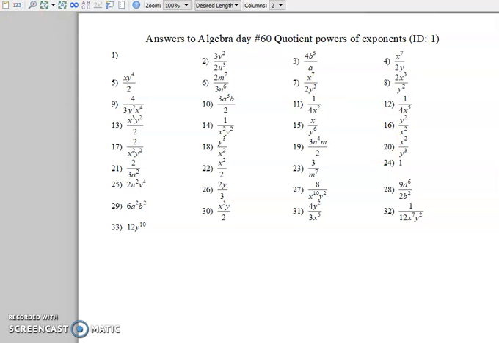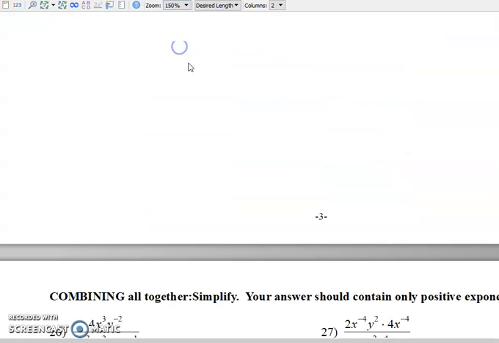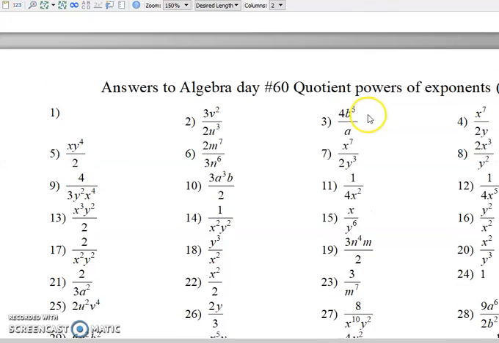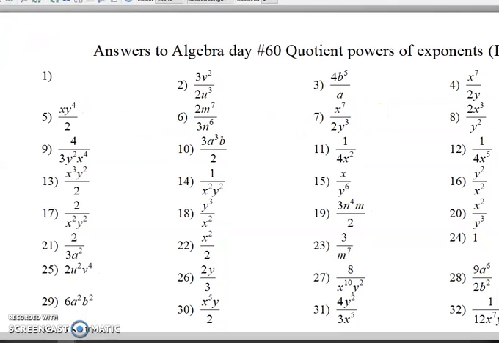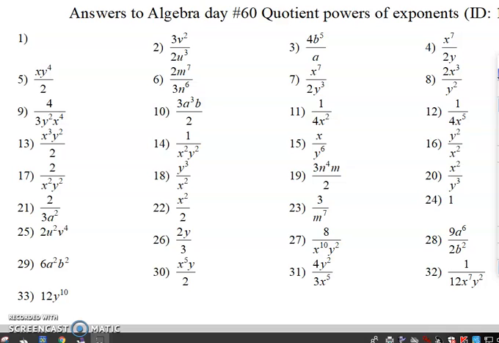I can't change the screen size. I could probably make these bigger though. Yeah, here we go, guys. All right, there's the answers. Go ahead and pause it. Work on this. You've got the rest of the hour.